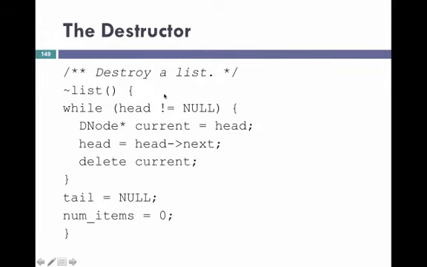Here's the destructor to destroy a list. We say, while the head is not null, we set current equals head, head equals head arrow next, and we delete current. So we basically delete the first element of the list, and we continue cycling until the list is empty. Then we set tail equal to null, and the number of items is 0.